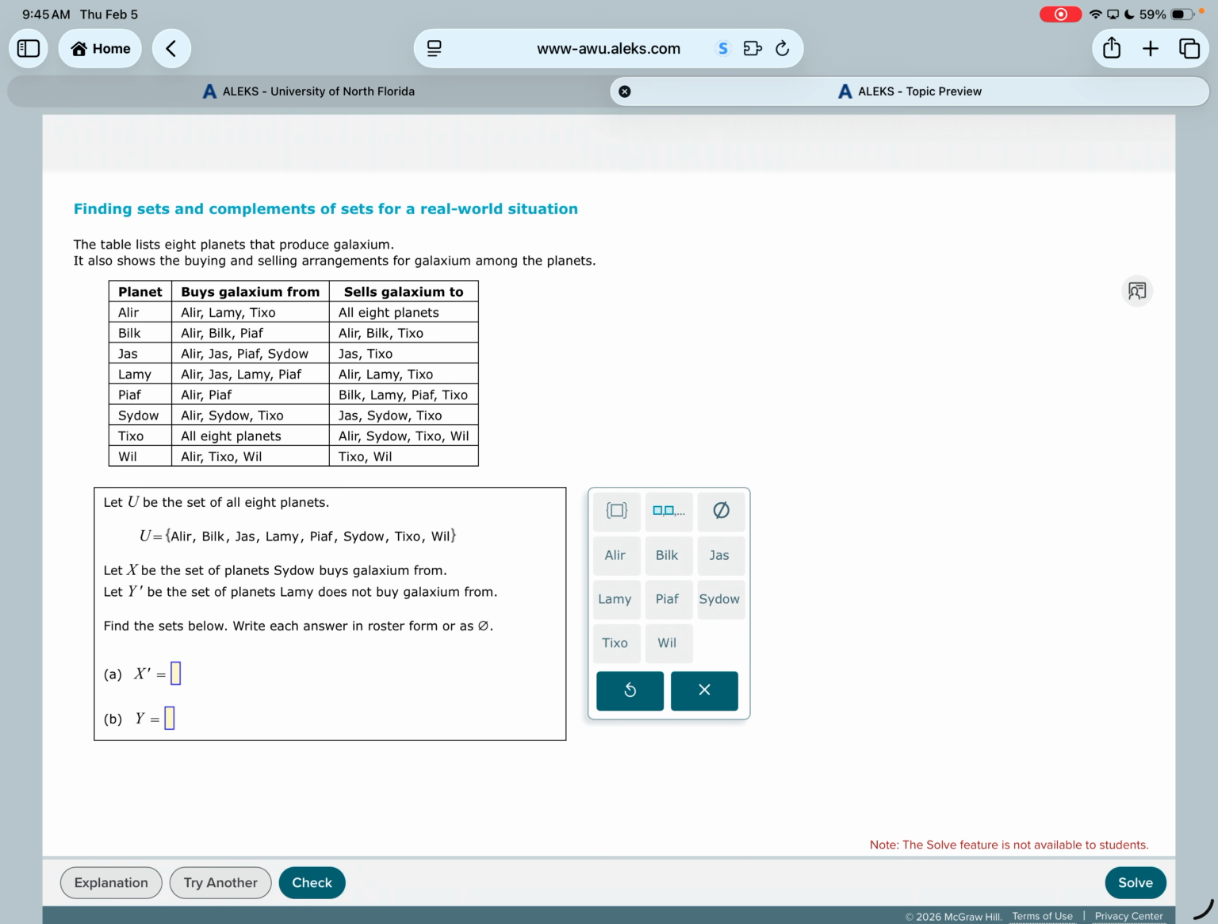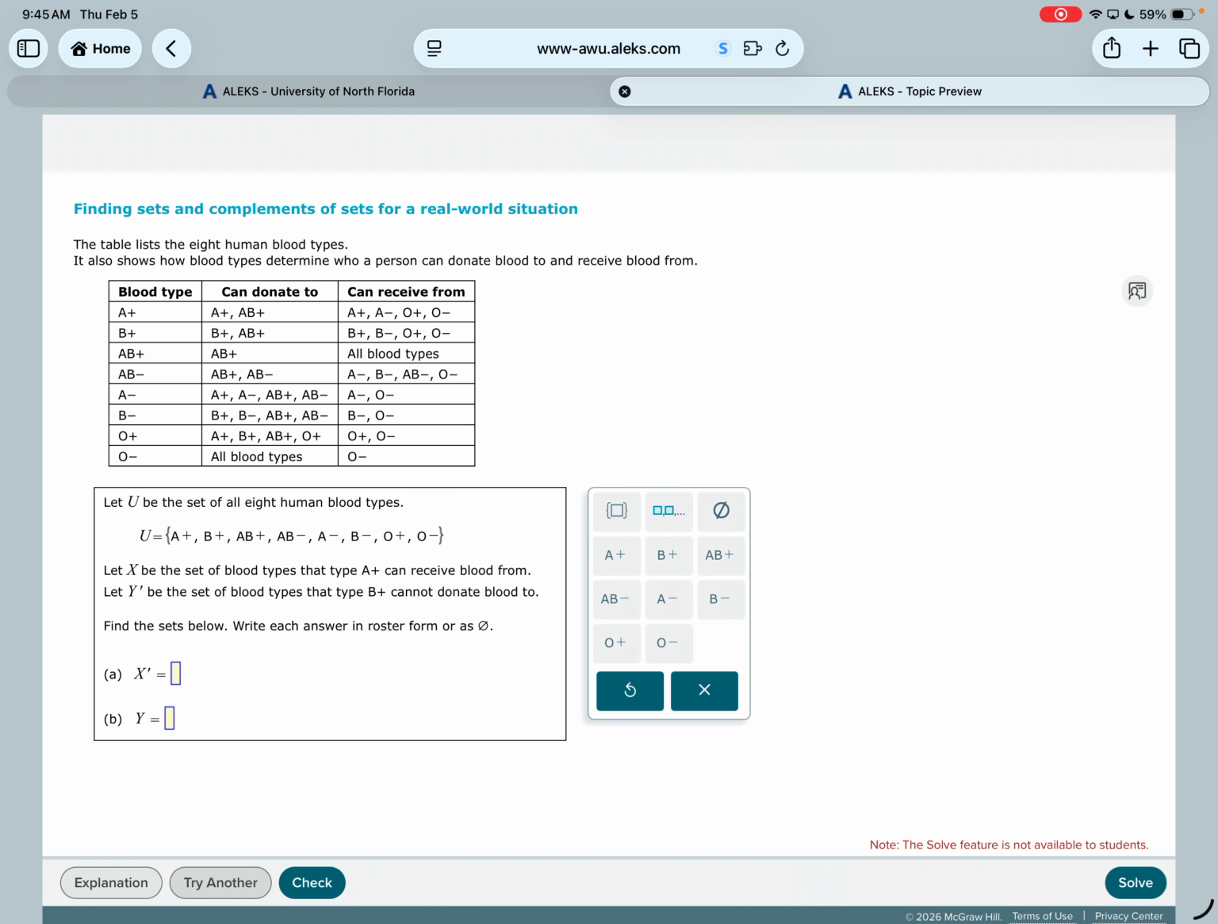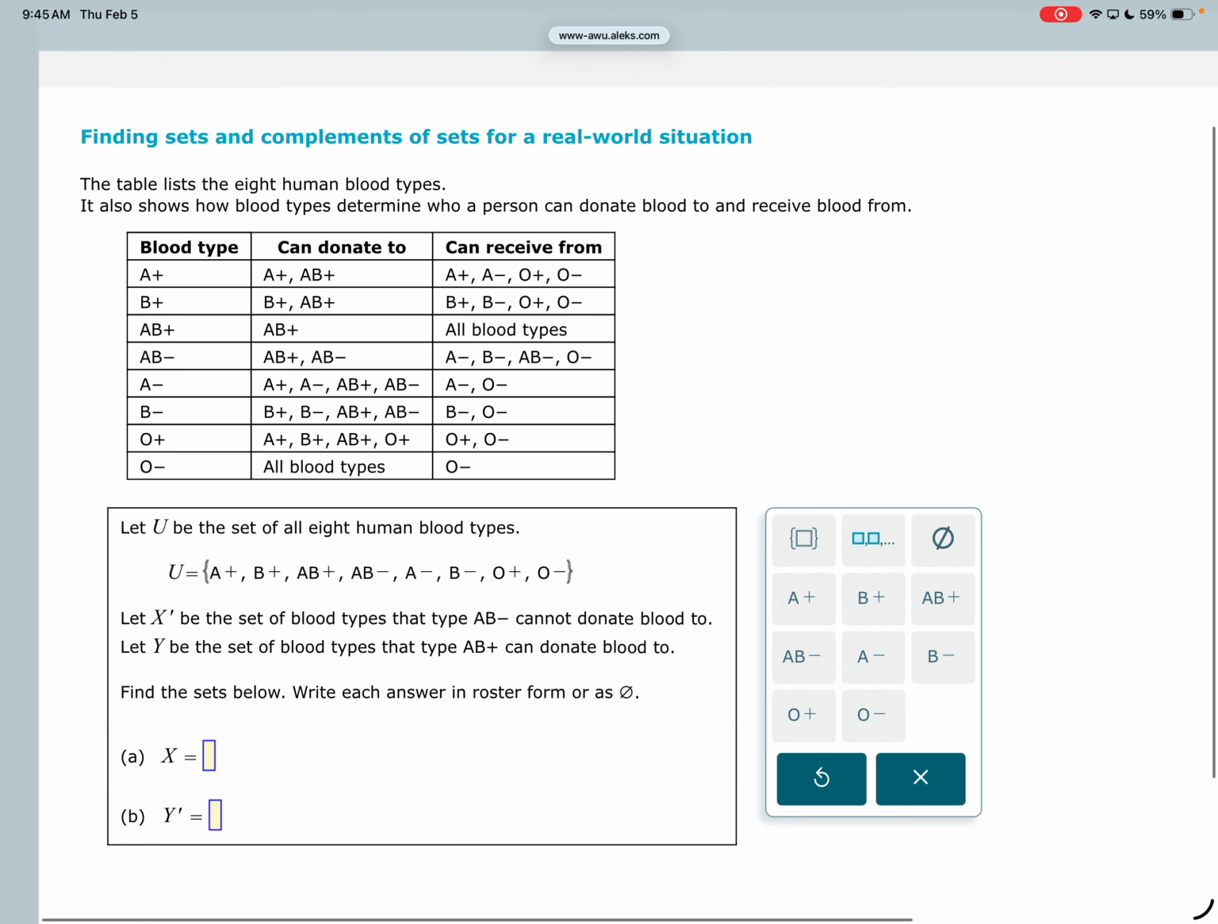They got a real world one here. Yeah, this one, I did this one last class. I don't want to do the planets, although this one's not any better. I'll do the blood type. That's fine. Okay, this one may not hurt to write down, but we can probably do it without writing down, I think.